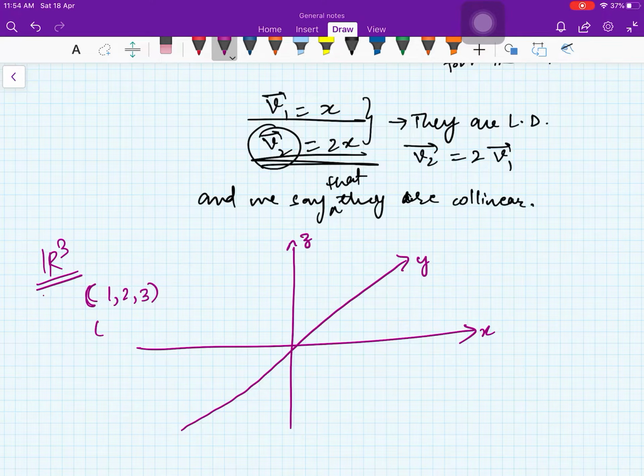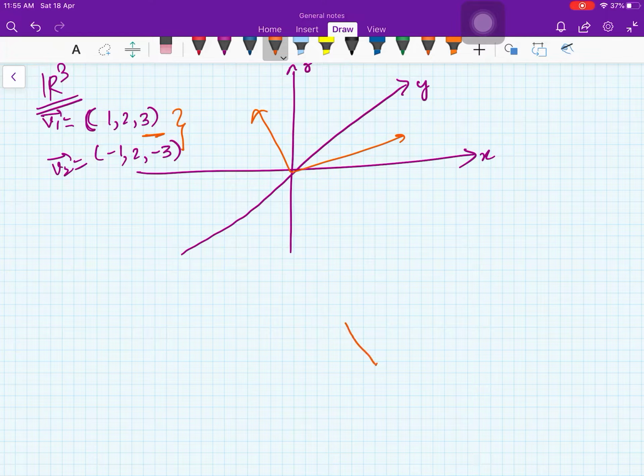If I give you two vectors, say (1, 2, 3) or any other vector, you have a v1 vector and a v2 vector, say (-1, 2, -3). So you have two vectors which are not linearly dependent, meaning they are not collinear. Okay, so you have some vector here and a vector here, right?